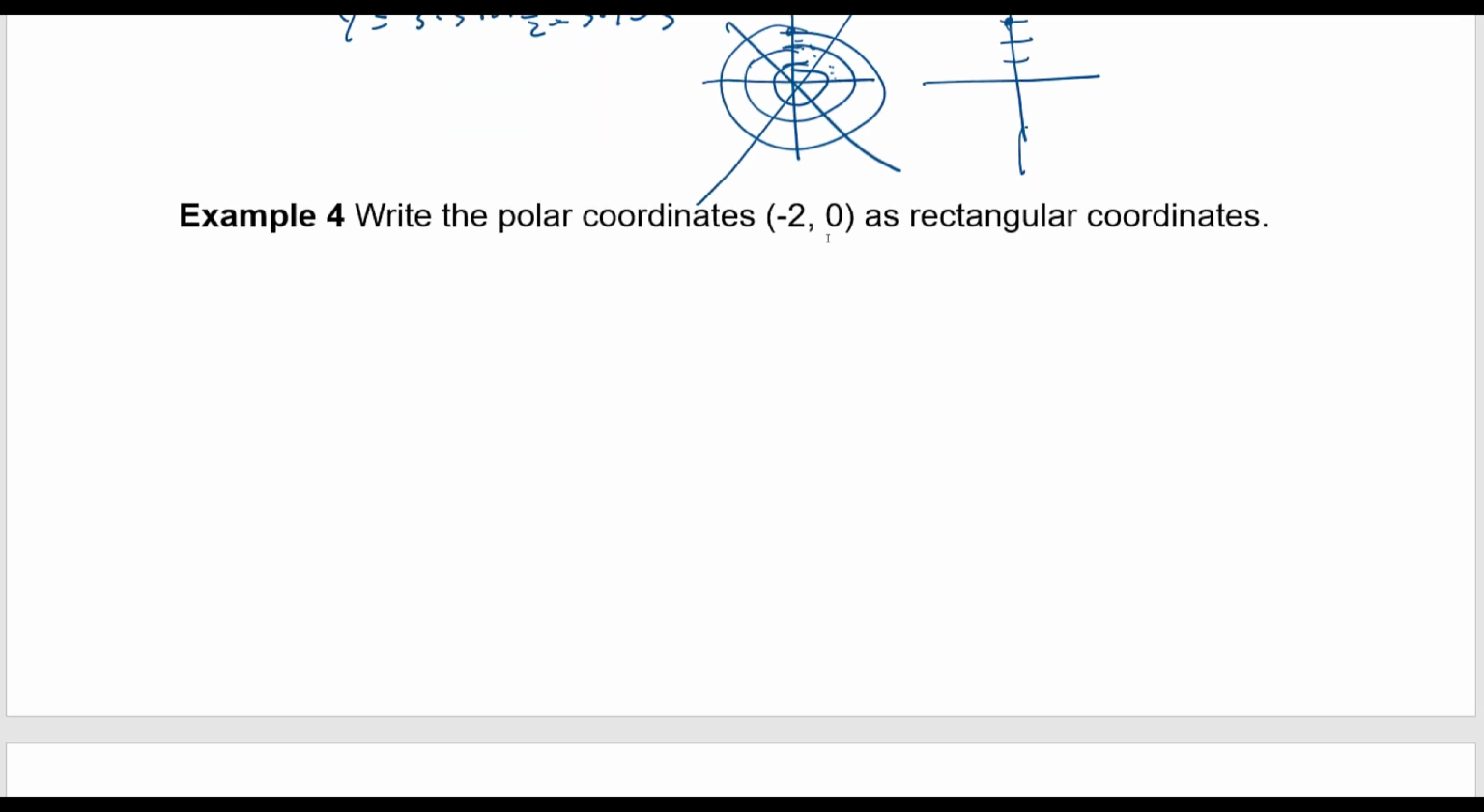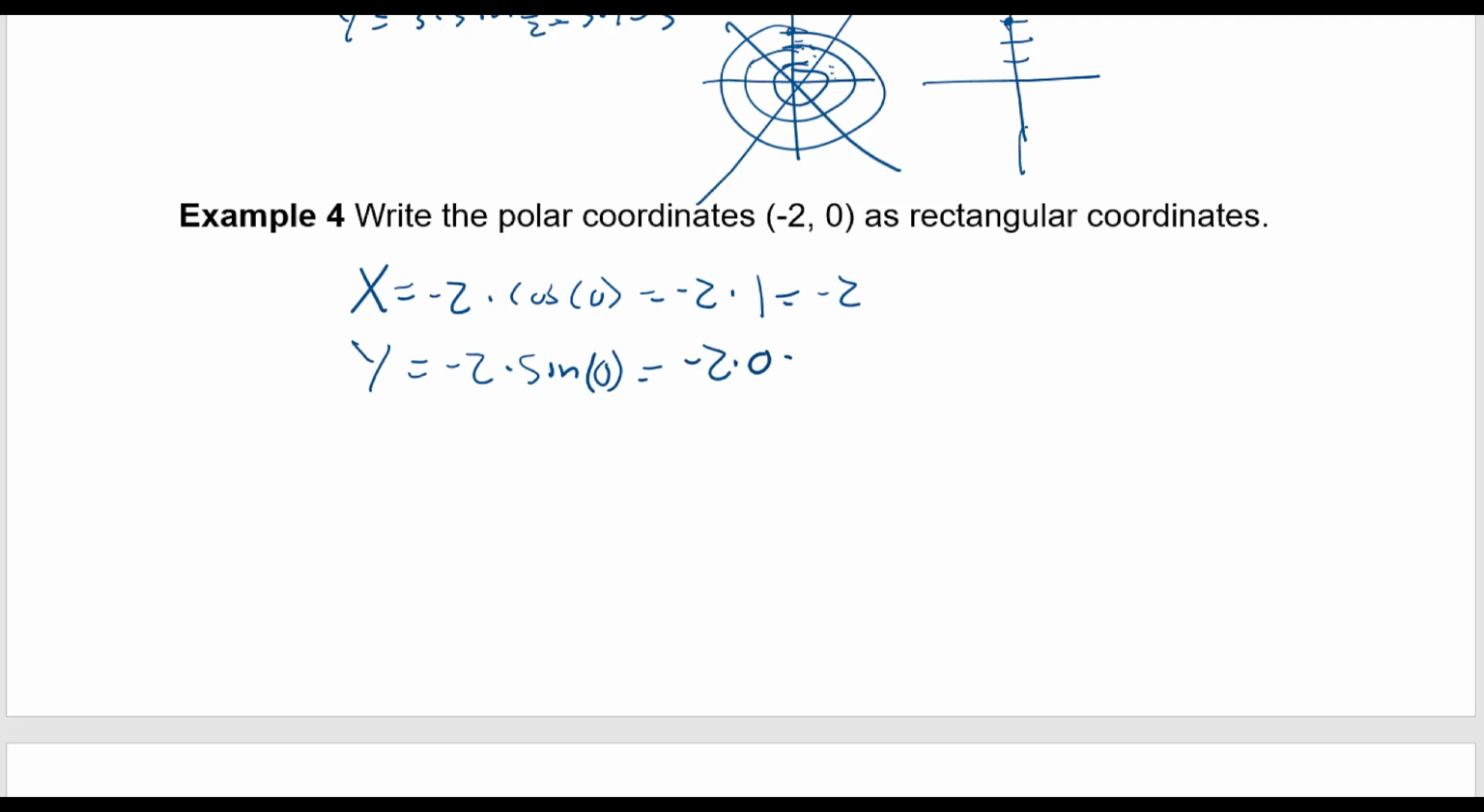Write the polar coordinate (-2, 0) as rectangular coordinates. So 0 is your angle. So your x is going to be negative 2 times cosine of 0. Cosine of 0 is 1, so negative 2. Y is negative 2 times sine of 0, and sine of 0 is 0, so 0.